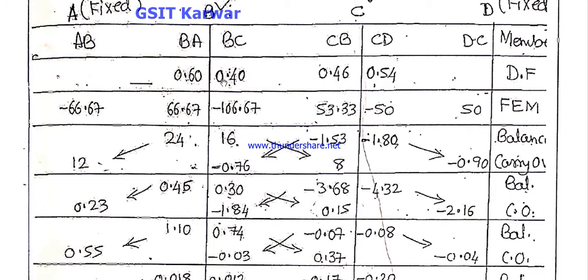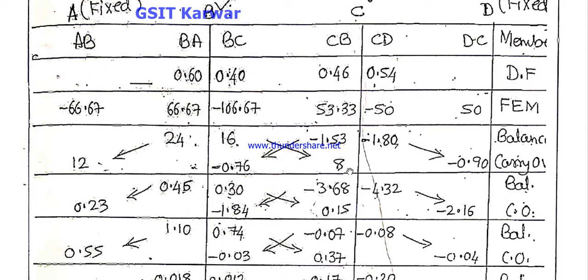0.76 multiplying with distribution factor. That means you can write down 0.76 into 0.4. You are getting 0.3. Okay, it is correct. Next, again 0.76 into 0.6. Don't confuse here. You should always change the sign convention when you are going to calculate the balance. Okay, 0.76 into 0.6, you are getting 0.45.